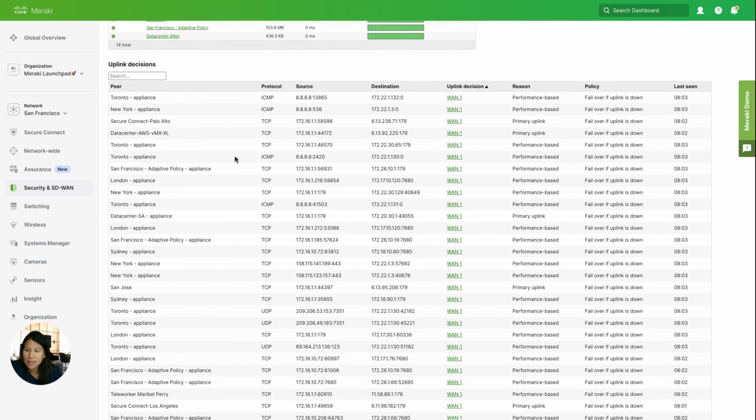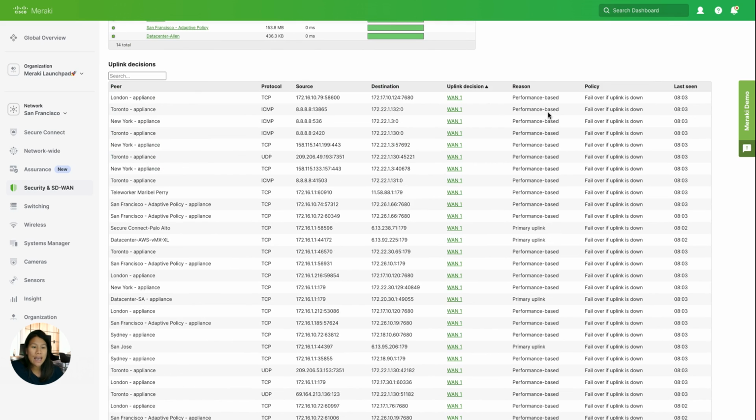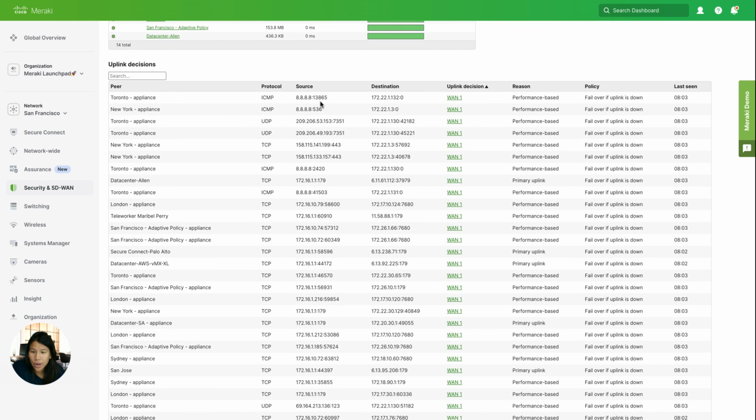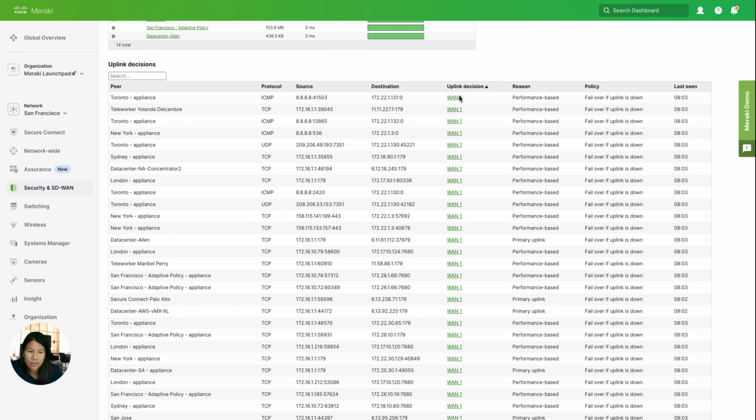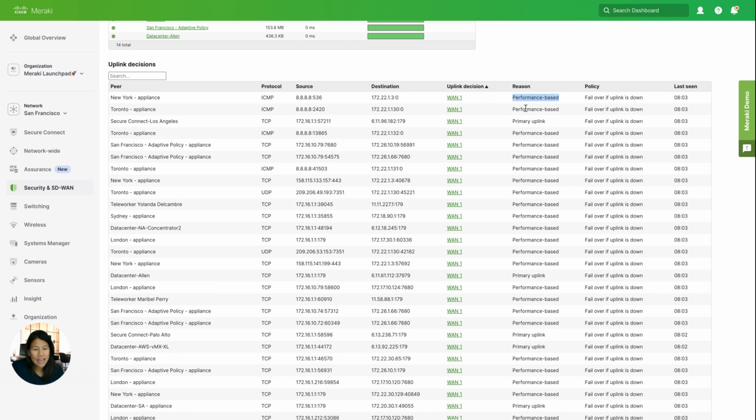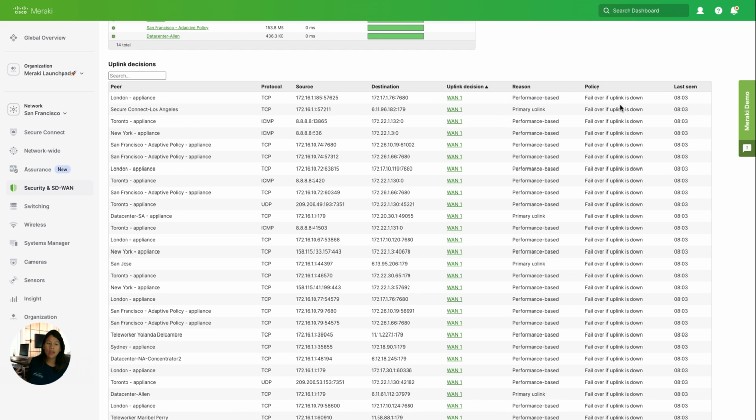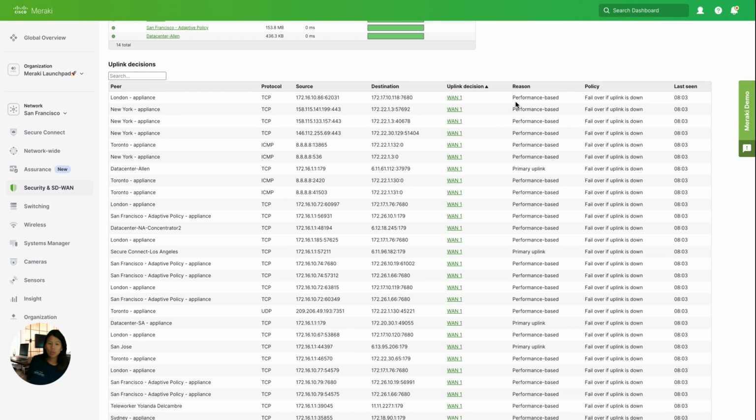And I can also see the uplink decisions I've been making due to the SD-WAN policy that I have applied. For example, I see that when Toronto was trying to reach out by contacting me in San Francisco, they chose to use 1.1. Why? Because it's performance-based, i.e. 1.1 has a good speed, and so we're not going to fail over. But if 1.1 was not to meet that specified speed, we will fail over to 1.2 to always guarantee the best speed.